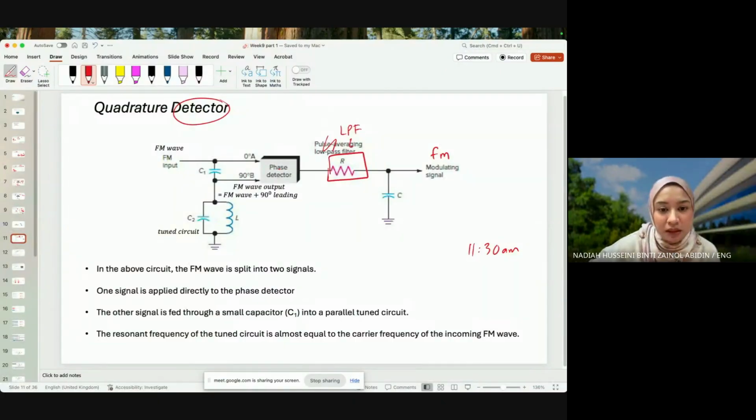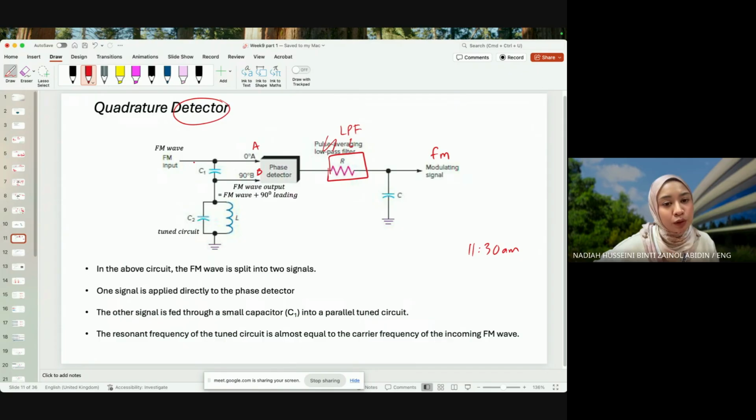Here you can see that the phase detector, or the balance modulator, requires two signals. This is the first signal A, and then the second signal B. So we are supplying FM input. The FM input is split into two signals, A and B. The first signal is applied directly, meaning there's no phase shift applied. I'm using the FM input or the FM wave as it is, and I'm going to call this A.